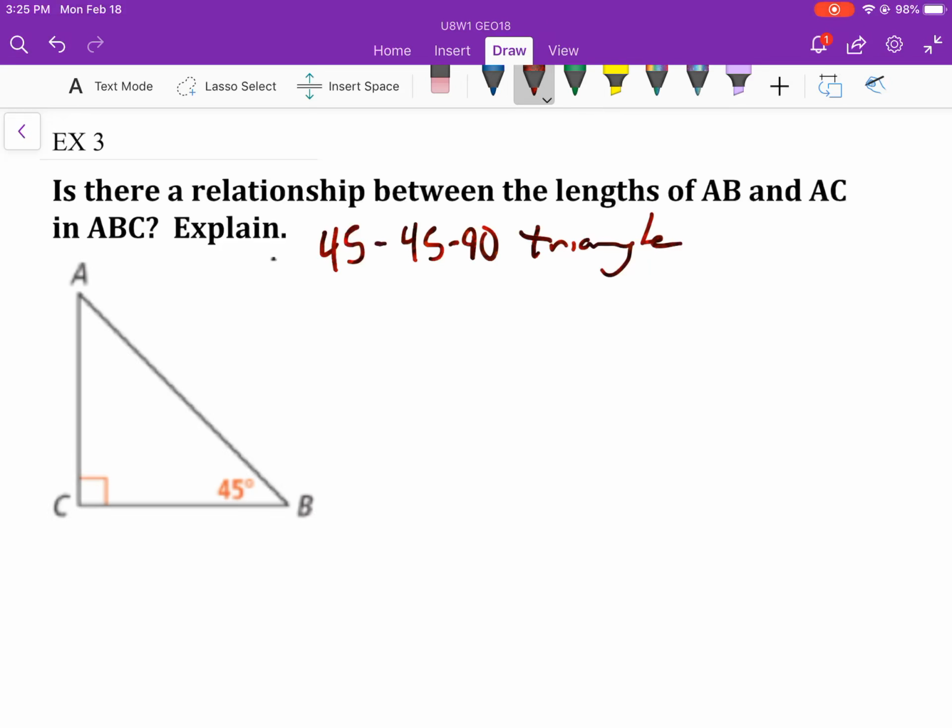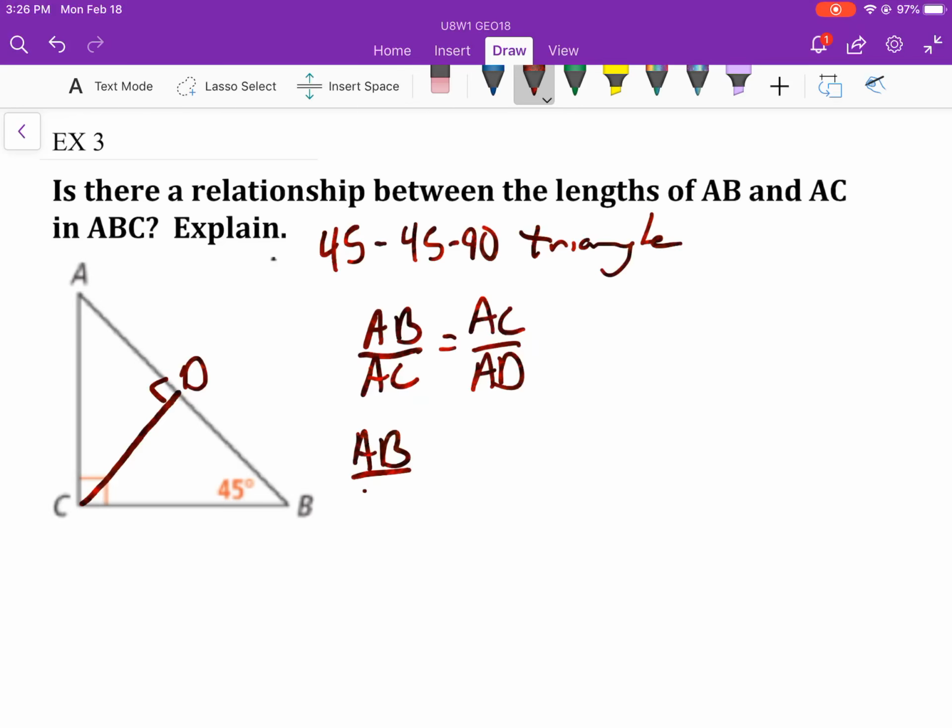Do you want to see the proof? Yeah. You want to see the proof. You're nerds like that. Draw an altitude. Label this as D. We could say that AB over AC equals AC over AD. Or AB over AC is equal to AC over 1/2 AB, because that altitude will be a midpoint in a right triangle.